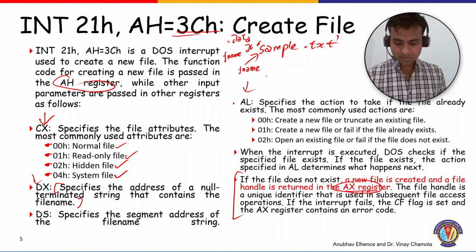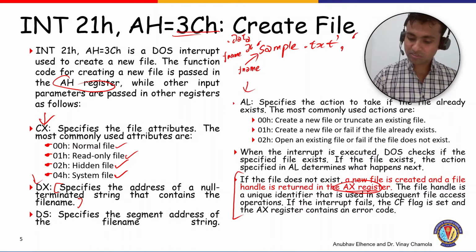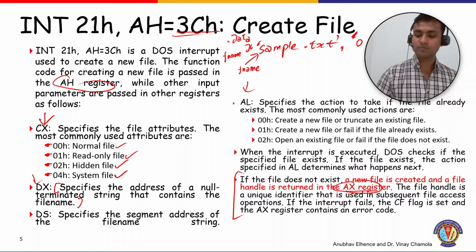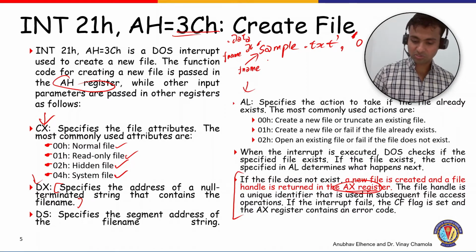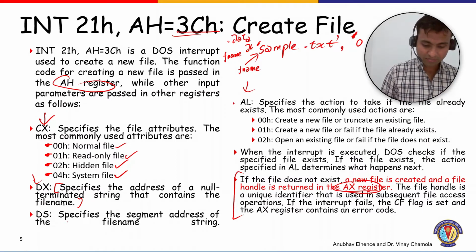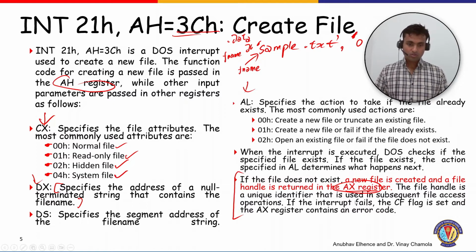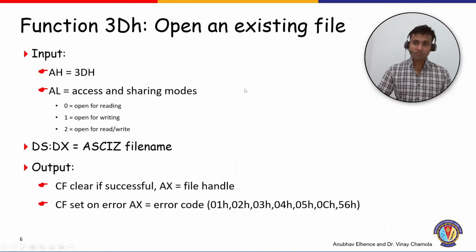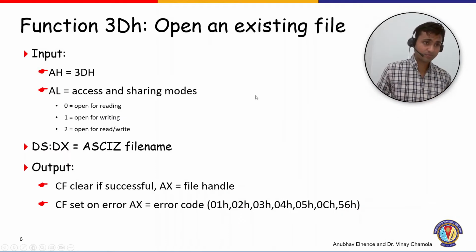So DX now, you move to this, specifies the address of a null terminated string. So null terminated string means that in the end it should contain a zero. That's what is meant by a null terminated string. Then only DX will know where to stop reading the file name, right? So this is the correct way. We'll see through an example, don't worry. That contains the file name. Now DS specifies the segment of the file name, so it's just DS colon DX, nothing special here. I'll quickly go through the other file operations in one quick go. Then we'll jump to the examples.